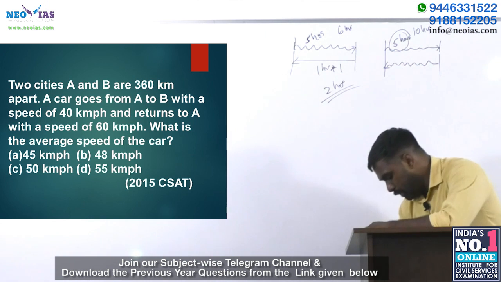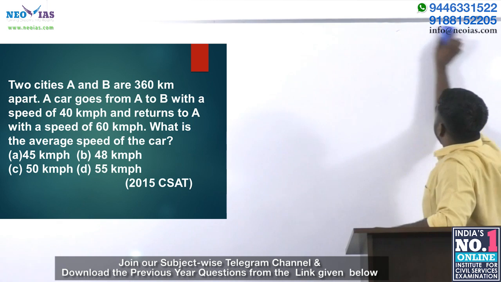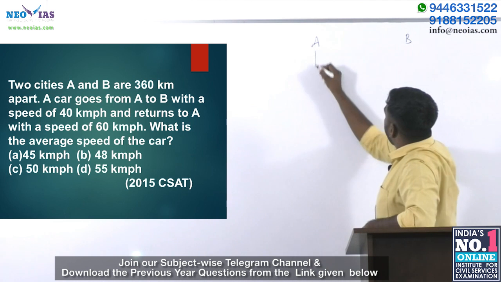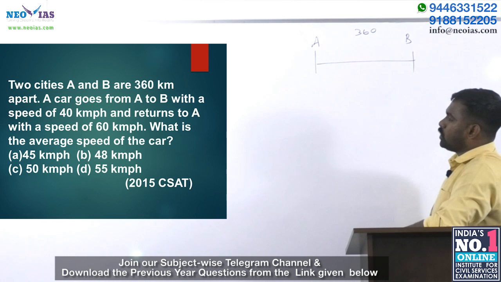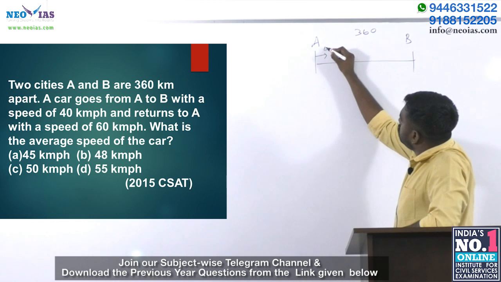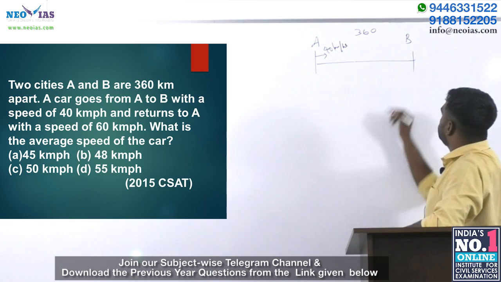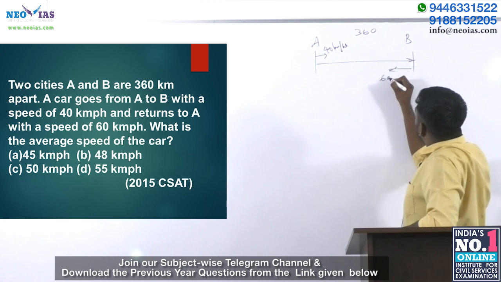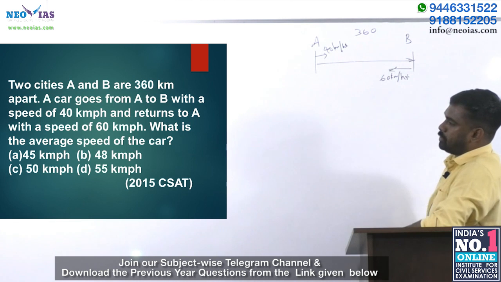Two cities A and B are 360 km apart. So there are two cities, A and B. 360 is the distance. A car goes from A to B with a speed of 40 km per hour. Here the car goes 40 km per hour and returns with a speed of 60 km per hour. Here this is the distance and it returns at a speed of 60 km per hour, right? What is the average speed of the car?